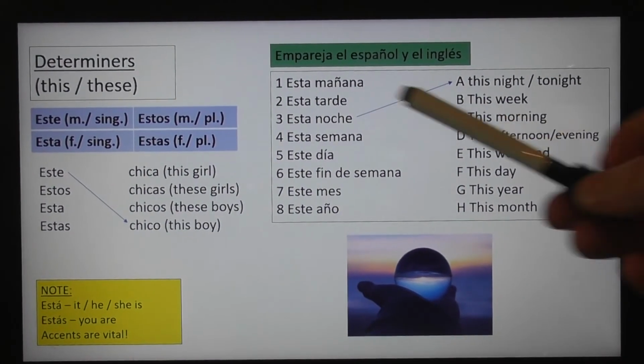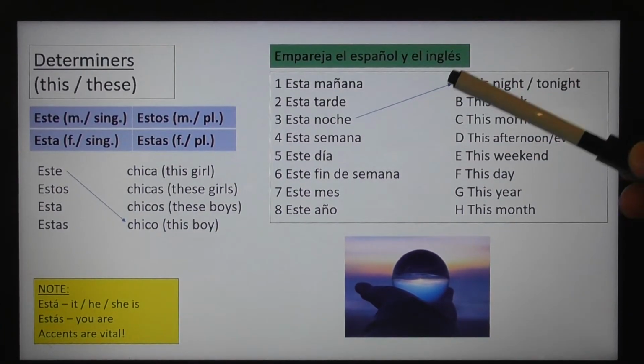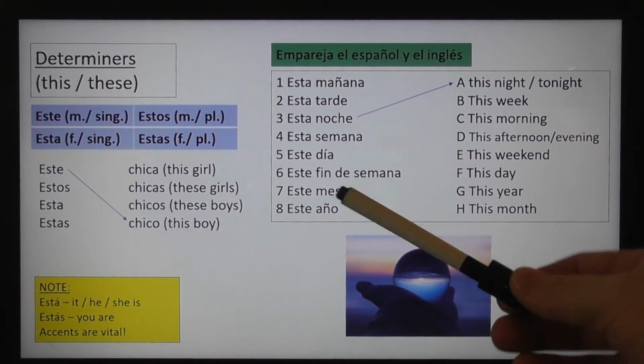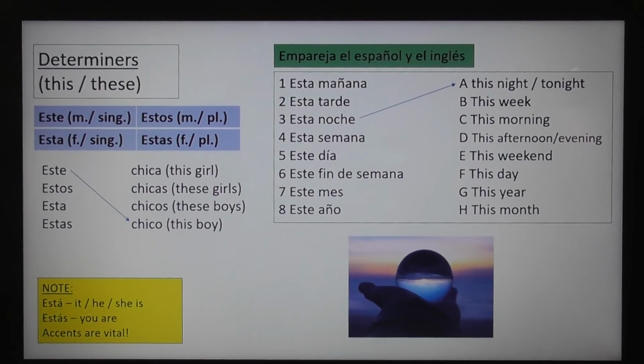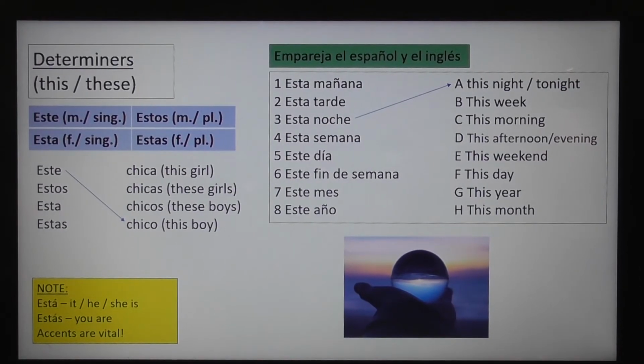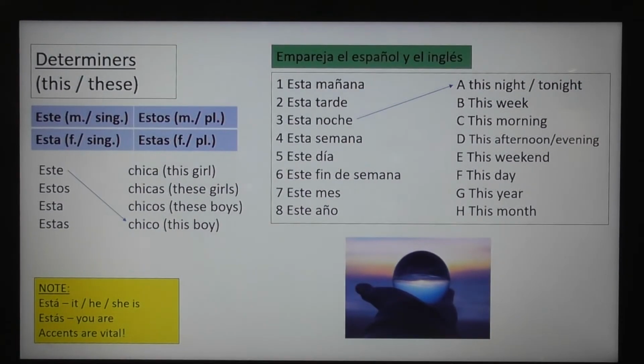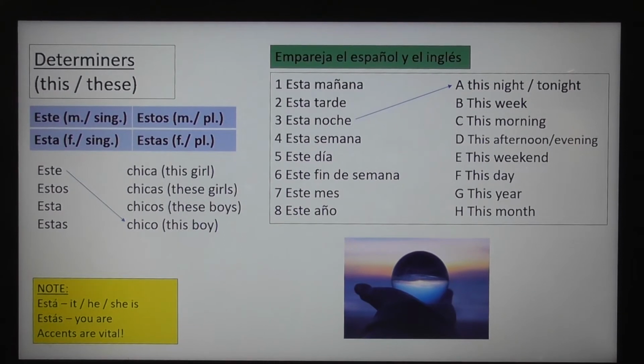Right, let's see if you can now recognise our demonstrative determiners alongside signposts. For example, this day, this month, this morning, and so on, which would often indicate a future tense being used. So just match them up for me. Y listos en uno, dos y tres.